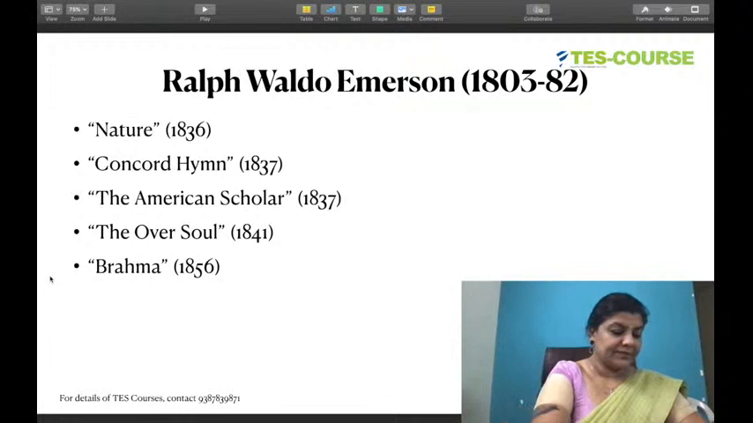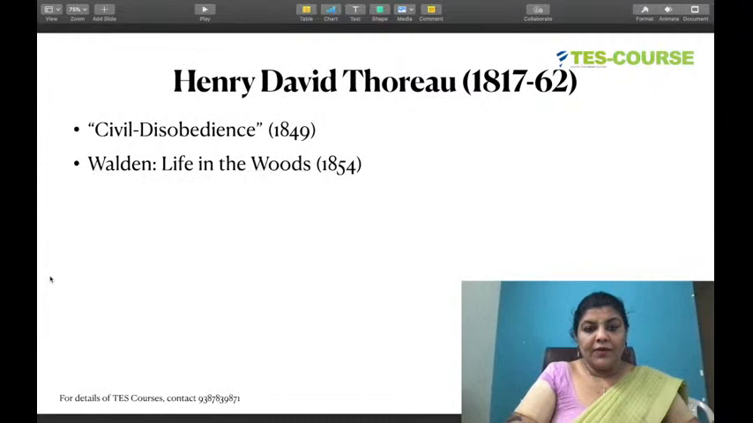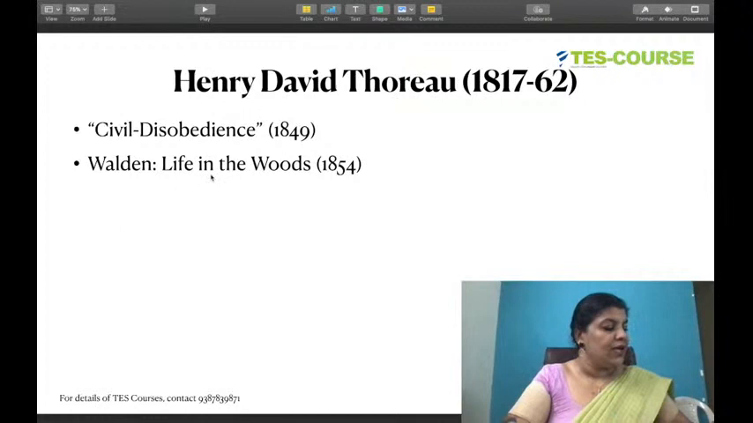Now, Henry David Thoreau, Walden is subtitled Life in the Woods. Yes, Plea for John Brown also. Correct, Shrabani. That is right.